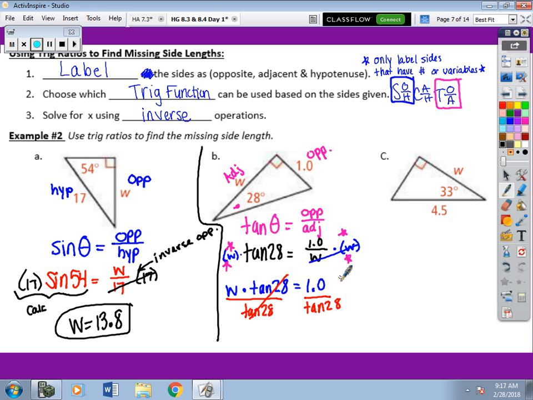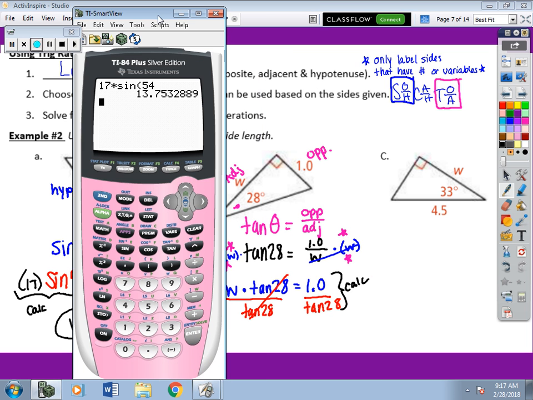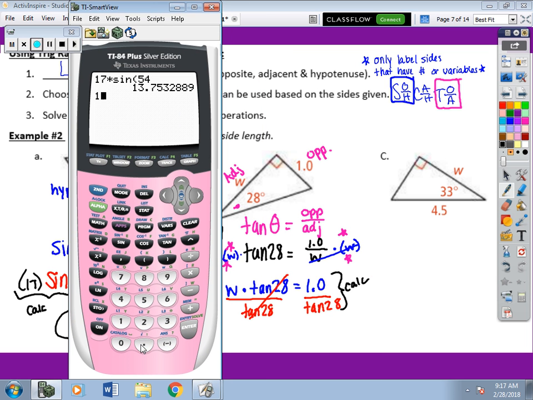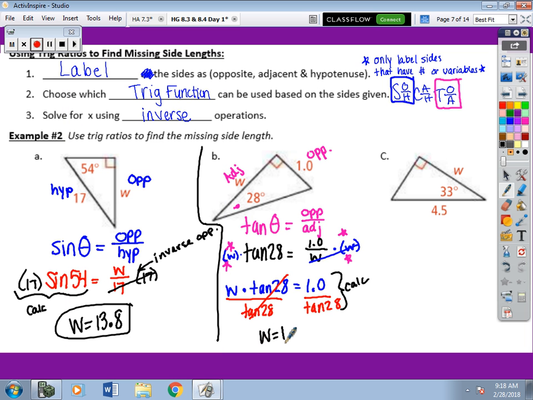Now this part goes into our calculator. So in the calculator, we're going to have 1.0 divided by, so press the division bar, tangent 28. If you want to close the last parenthesis, you can, but since we're not typing anything after, it doesn't matter. So 1 divided by tangent will get me 1.8807, which would be 1.9. So W equals 1.9.